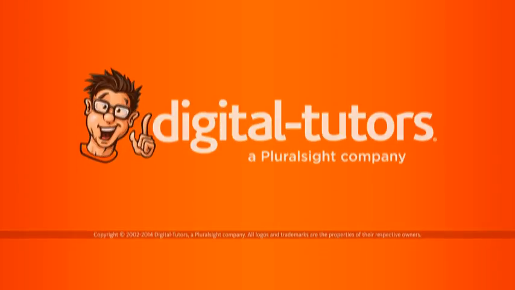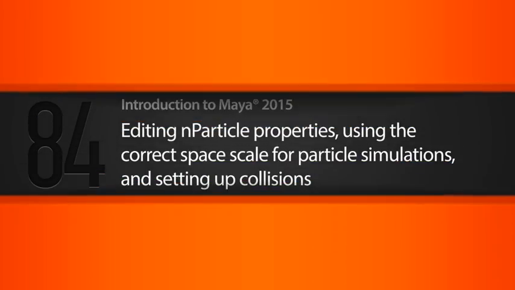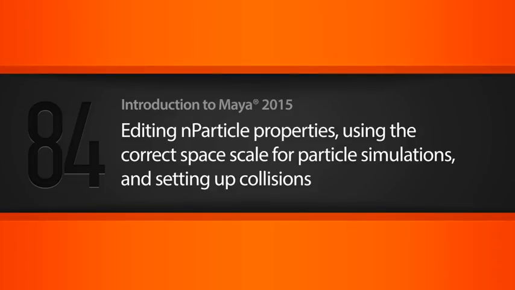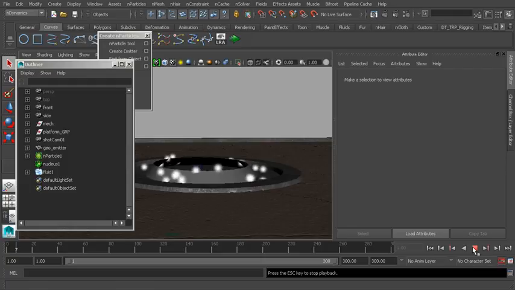In this lesson, we'll have a closer look into our nParticle properties. We'll also learn how to correct our space scale for setting up the correct units when running particle simulations, and we'll learn how to work with collisions. Getting started, let's say we go ahead and start back on frame 1 and we'll hit play.